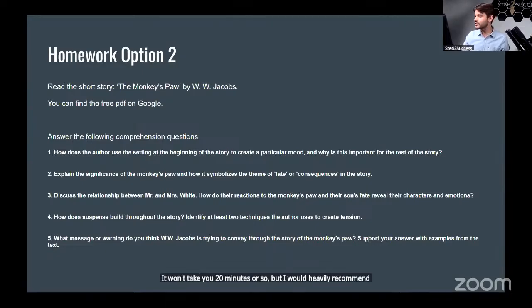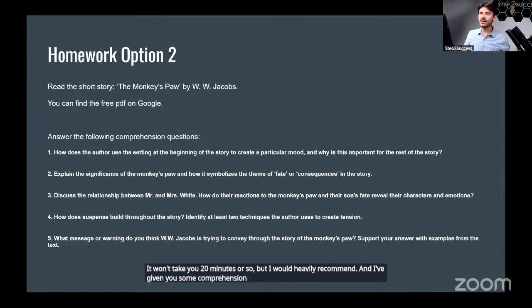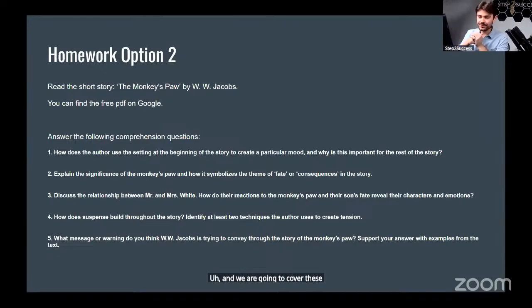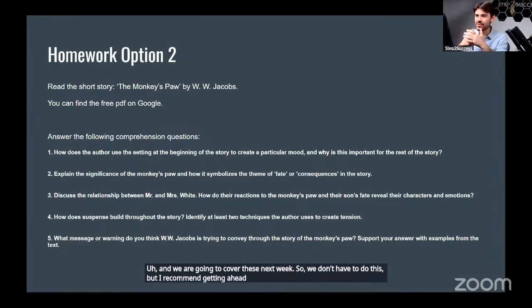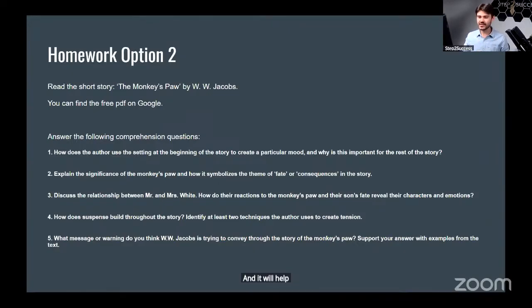And I've given you some comprehension questions below. And we are going to cover these next week, so you don't have to do this, but I recommend getting ahead. Just having a bit of a think, taking into account everything that we've covered over the past 3 weeks in terms of how to answer these types of questions. And it will help when you get to your GCSEs.